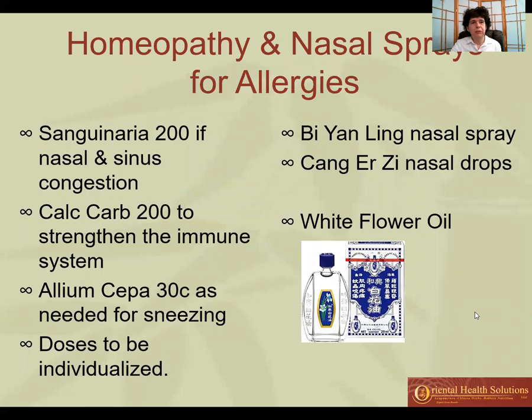Homeopathy and nasal sprays for allergies, there are many. I'm just listing a couple here. Sanguinaria 200 if there's nasal and sinus congestion. Calcarb 200 can be used a month or two prior to the hay fever season to strengthen the immune system so that maybe the course of the allergies when the season then comes around is going to be lessened to varying degrees. And then allium cepa can be used as needed for sneezing.